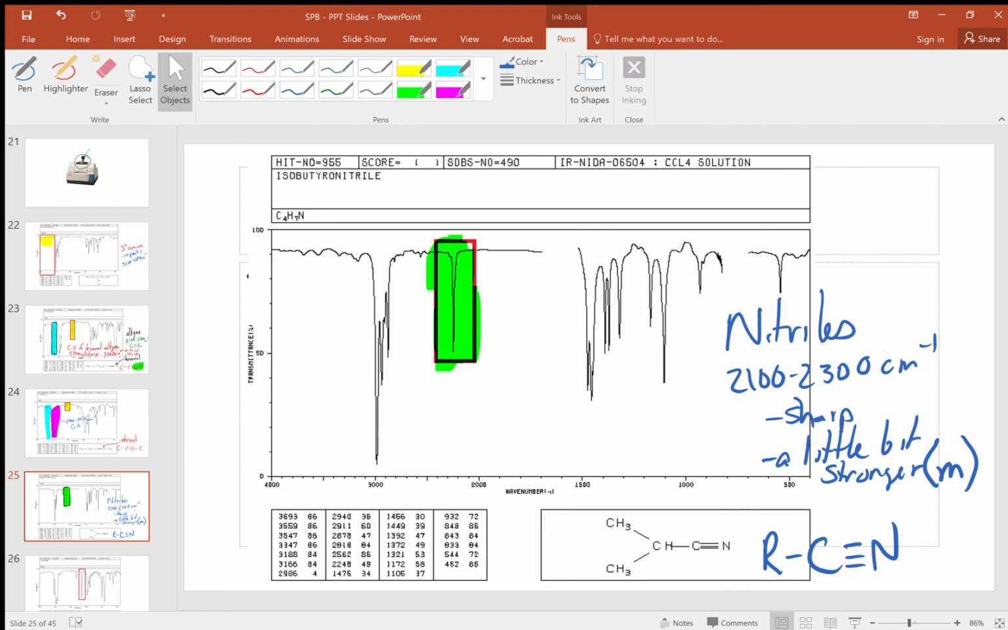All right, so the remaining functional groups that we're going to look at will be our sp2 carbons, and that's where we'll pick up in our next video.